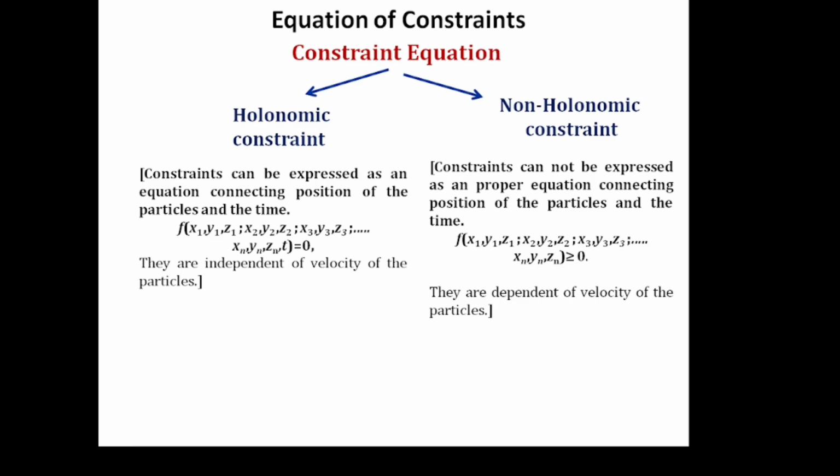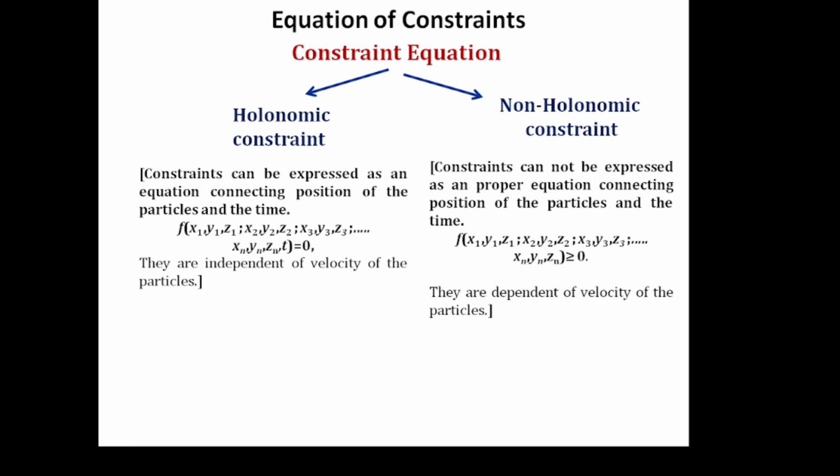Next is non-holonomic constraints. It is just the opposite of the holonomic constraint. That means it cannot be expressed by a proper equation connecting the position of the particles and the time. And the important thing is, it is dependent on the velocity of the particles.